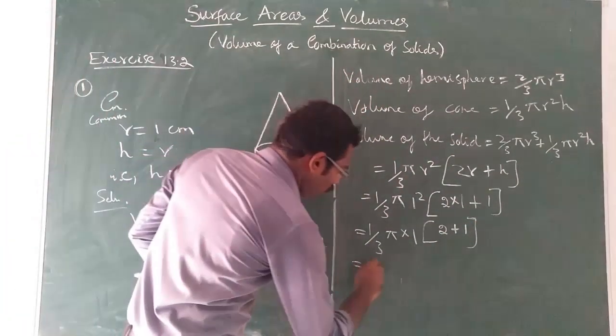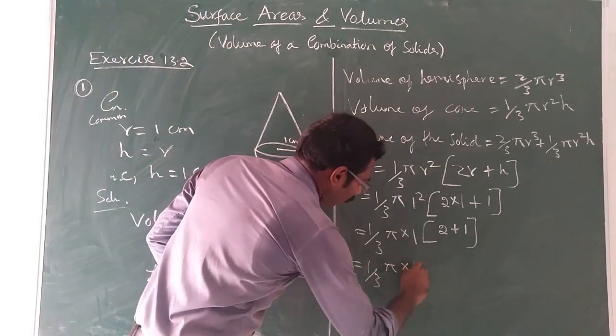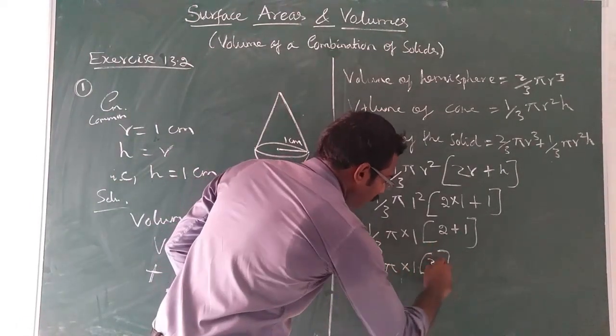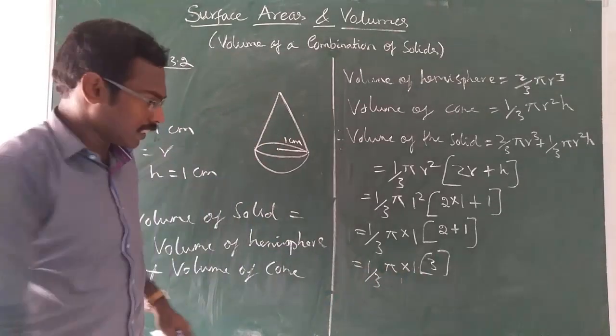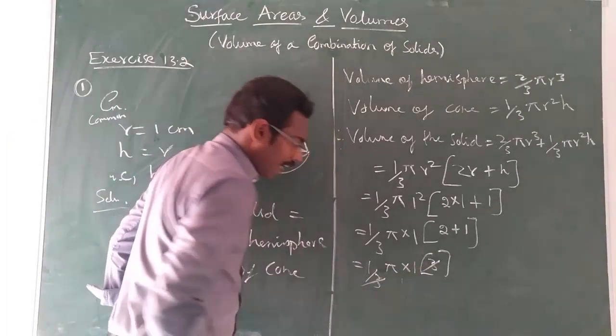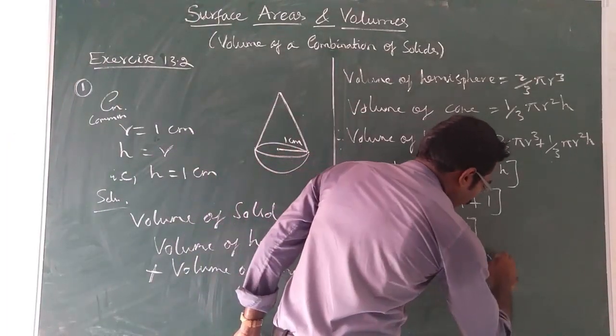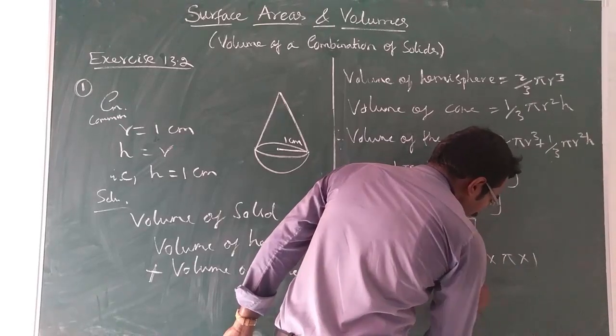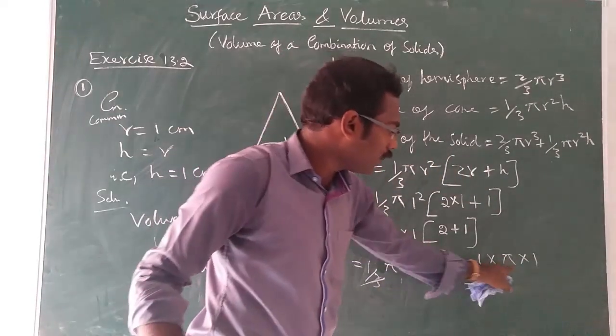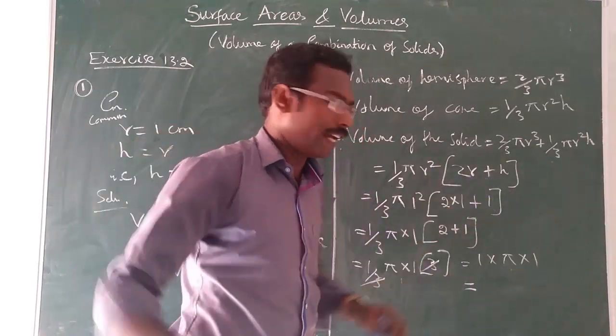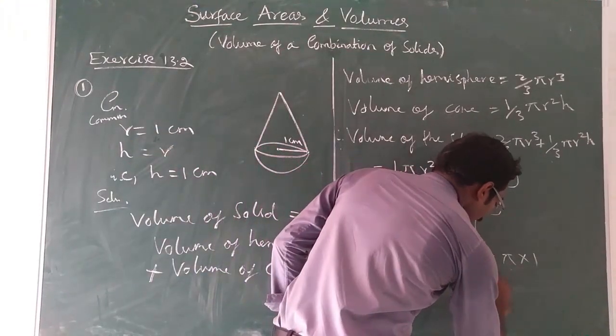Then that is equal to 1 by 3 pi into 1. 2 plus 1 is 3. So the bracket denotes multiplication. So this 3 and 3 cancel. Finally you get 1 into pi into 1. 1 into anything is that value only. So 1 into pi is pi. Pi into 1 is pi. So the answer is pi only.